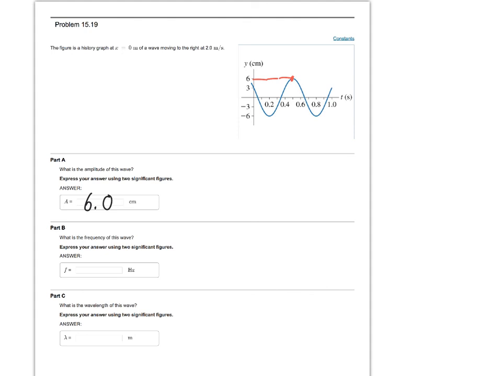What is the frequency of the wave? We want to now think about what is our period. Where does the wave start repeating itself? So if we start here, it looks like it starts repeating itself right there, which would be a time of 0.6 seconds. And so if our period is 0.6 seconds, our frequency is just 1 over that. And so we end up with a frequency here of 1.67 hertz. Rounded to 2 sig figs, it's just going to be 1.7 hertz.